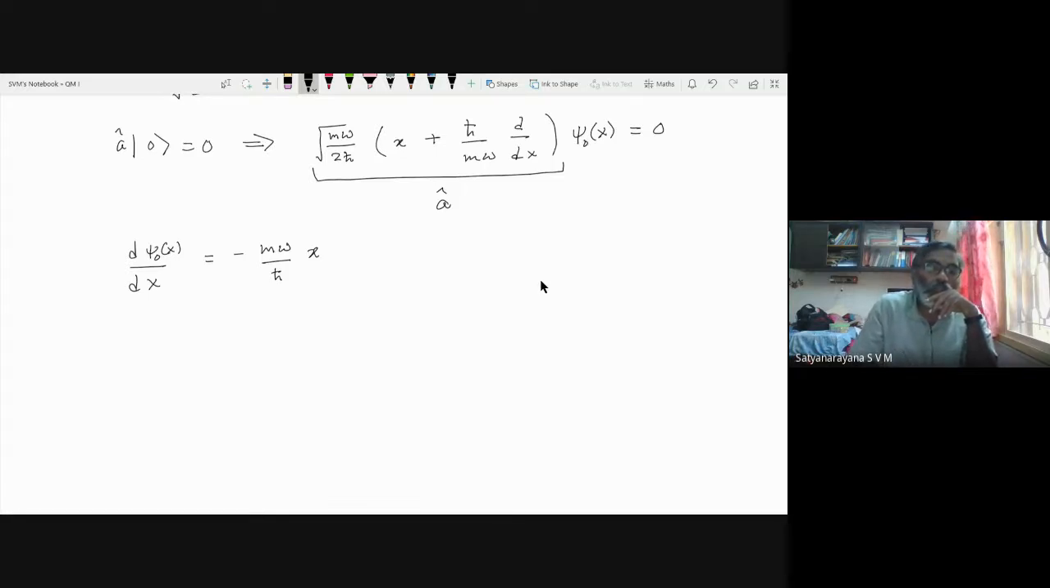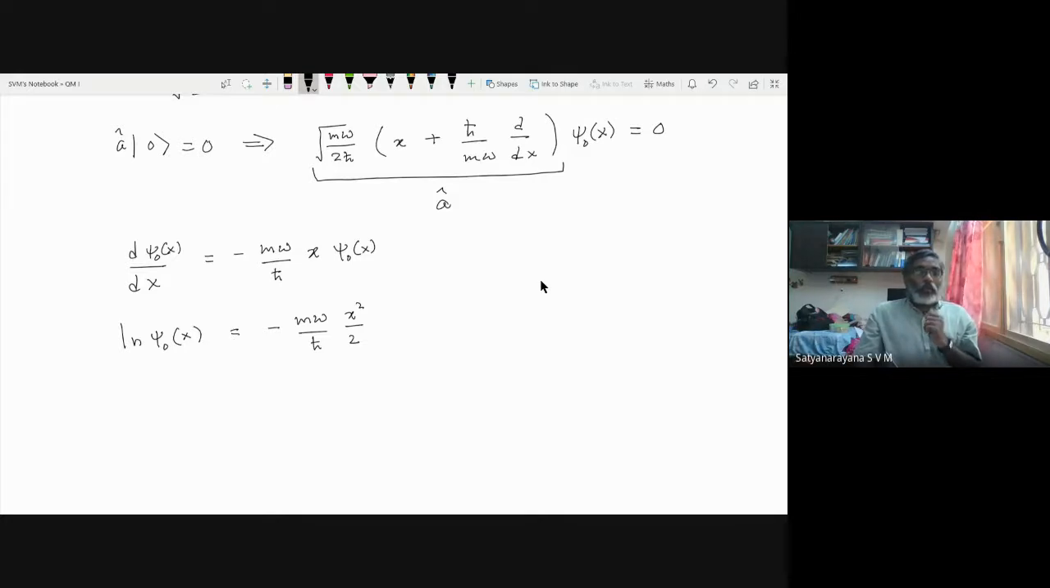So now you can integrate this. Oh sorry, there is a psi 0 here, right? There is a psi 0 of x. So I can take psi 0 here: d psi 0 by psi 0, that is, logarithm of psi 0 of x is equal to minus m omega by h bar into x square by 2. Plus of course there is a constant of integration, which I will call log A. So that implies my psi 0 of x will be equal to A into e to the minus m omega x square by h bar into 2.